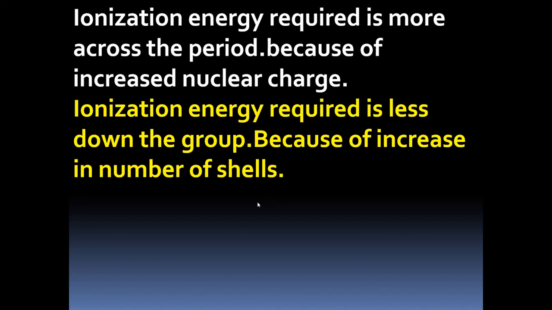Similarly, ionization energy required is less down the group. As we go down the group in the periodic table, the ionization energy required will be less because there is an increase in the number of shells. The distance between the nucleus and the outermost shell is more. So the nucleus has less force on the outermost shell. Therefore, ionization energy will be less as we go down the group.